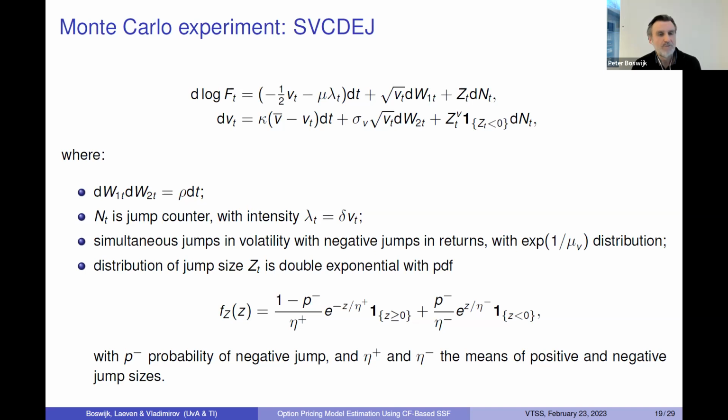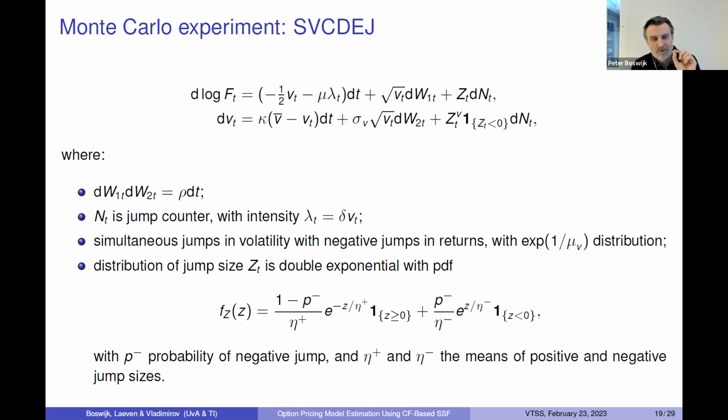We're going to look at a few simulation results where we have simulated a model with stochastic volatility, where both the stock price and the volatility are driven by jumps. And these jumps have the same intensities, the same counter for the jumps, NT, but only the negative jumps in the stock price are associated with positive jumps in the volatility. If there would be a positive jump in the stock price, that has no effect. There's no contemporaneous jump in the volatility. That's basically what this specification implies.